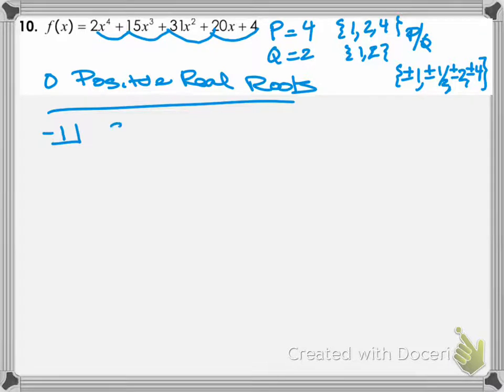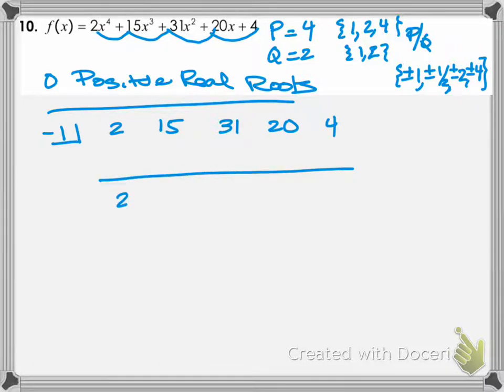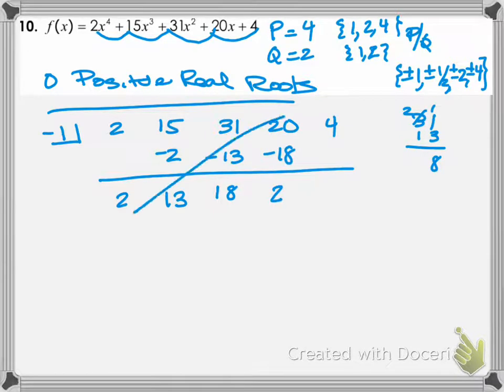Hopefully that'll work. 2, 15, 31, 20, and 4. So that would be 2, negative 2, 13, negative 13. Let's see, take away 31. Gosh, I can't do that in my head. I'm getting tired. That would be 2, 8, 18, and that would be negative 18, and that would be 2. Nope, negative 1 doesn't work. So I tried negative 1. I know 1 doesn't work, and I know negative 1 doesn't work now.